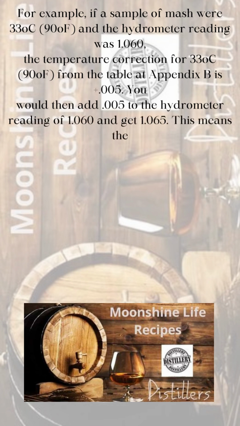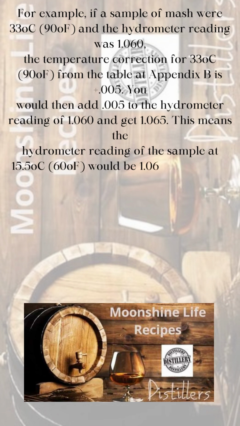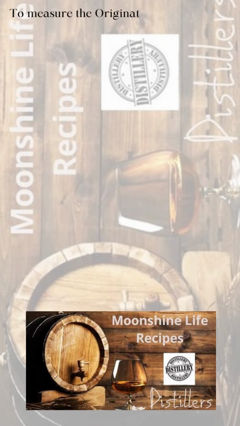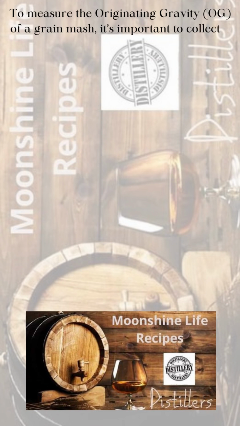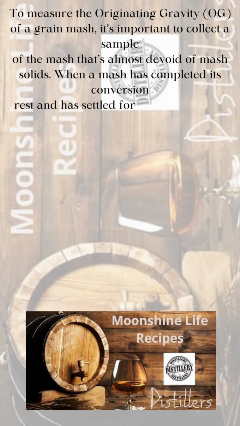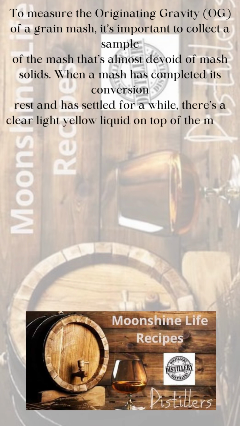This means the hydrometer reading of the sample at 15.50 C, 60 F, would be 1.065, the correct SG of the sample. To measure the originating gravity, OG, of a grain mash, it's important to collect a sample of the mash that's almost devoid of mash solids. When a mash has completed its conversion rest and has settled for a while, there's a clear light yellow liquid on top of the mash.